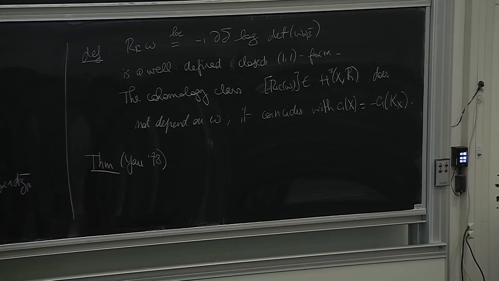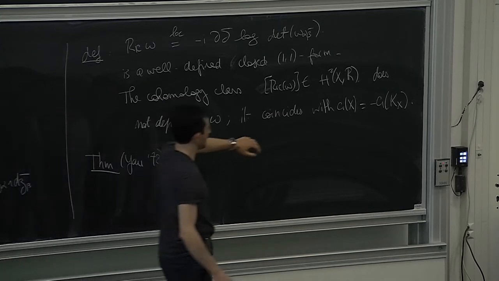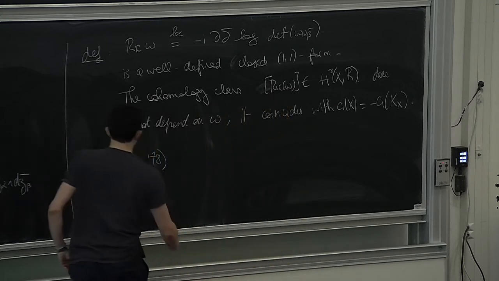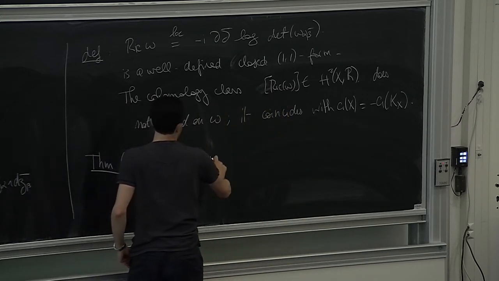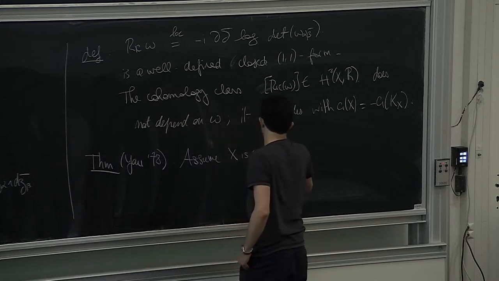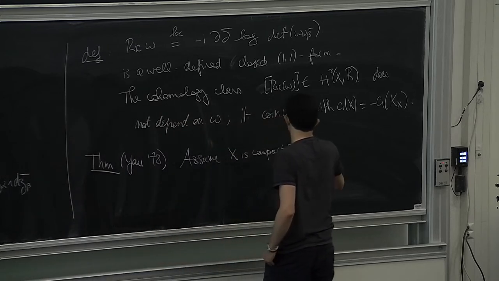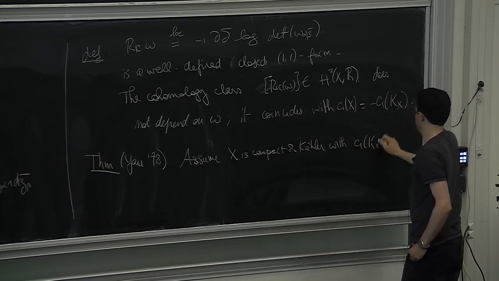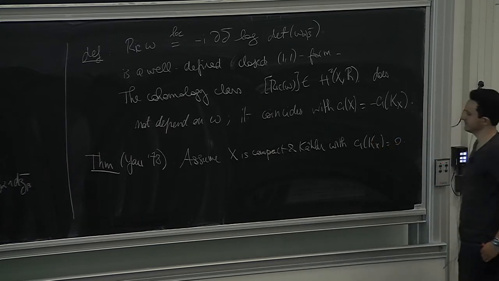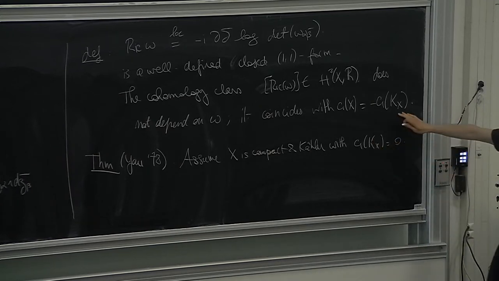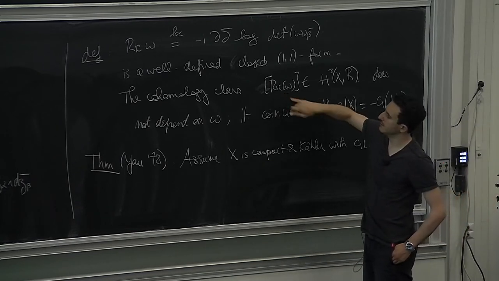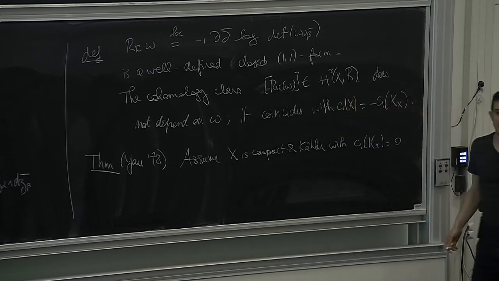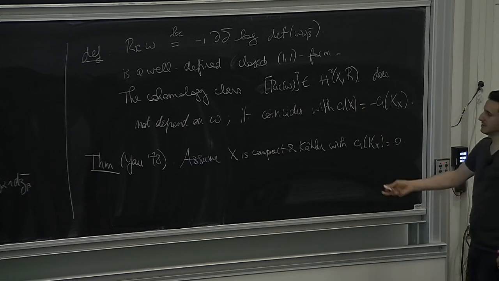One phrasing that's slightly less general, but more convenient for me, is to assume straight away that this class is zero. So assume two things: that X is compact and Kähler, so it admits a Kähler metric, and with zero first Chern class. So this class is zero. It means that the Ricci form of any Kähler metric is dd-bar exact. And the question is, can it be just zero?